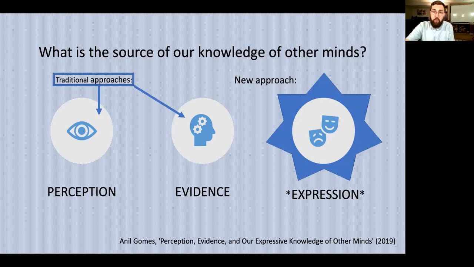So, what is the source of our knowledge of other minds? I want to turn our attention to a new approach to the question that emphasizes the role of expression. This is the focus of my research project. The notion that we arrive at knowledge of others' minds indirectly, by way of their outward expressions, is the expressive hypothesis. Our awareness of others' expressions provides us with effortless knowledge of their mental states.